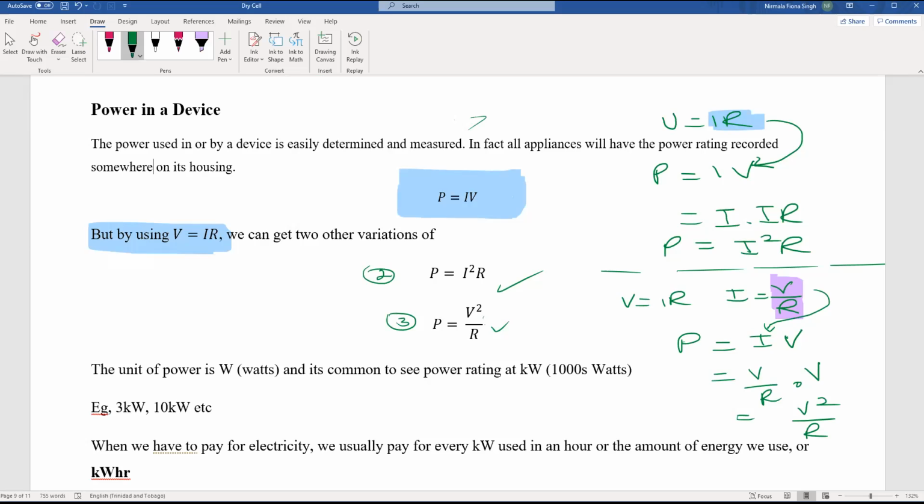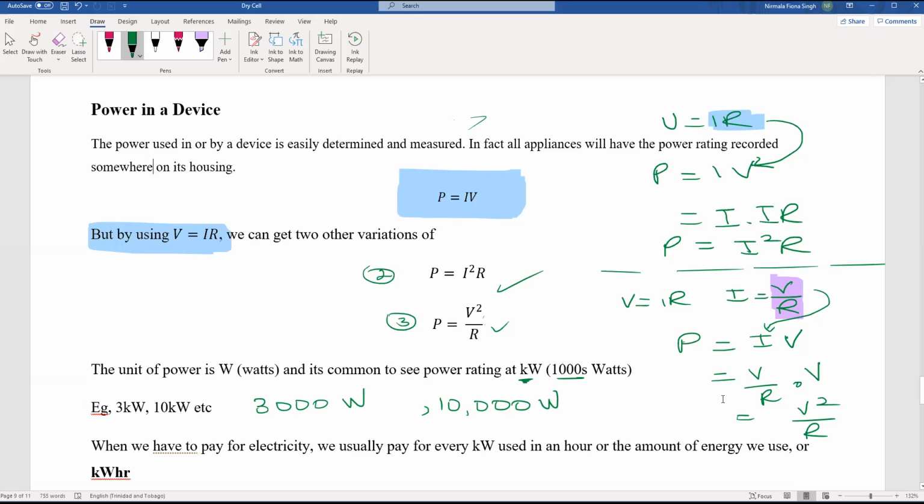So continue reading. The unit of power is watts with a capital W. And it is common to see power ratings in kilowatts, which is thousands of watts. Kilo means 1,000, if you all remember your prefixes. So for example, we're going to see things like 3K, 10K, right? And 3K will be 3,000 watts. 10K will be 10,000 watts. So the K here represents 1,000. So it's just multiplying any number you see by 1,000.